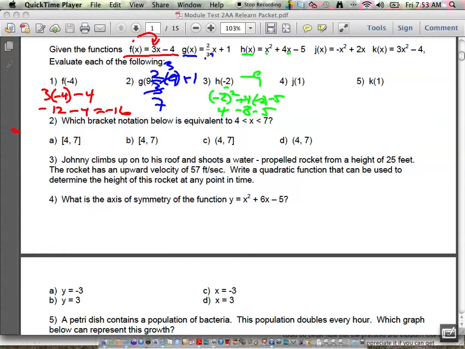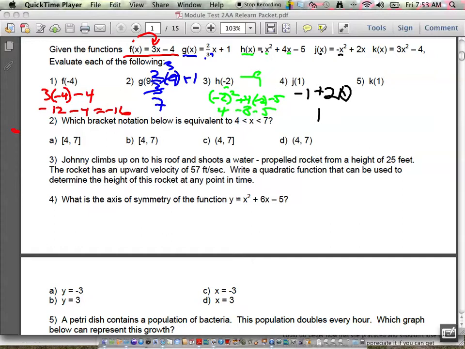j of 1. Again, I'm going to square the input, then negate it. See the difference? Square the input, then negate it. Over here, I just squared the input. So I'm going to square the input, negate it. If I square 1 and negate it, I get negative 1. Then I add 2 times 1, which is just 2. So then negative 1 plus 2 is 1.